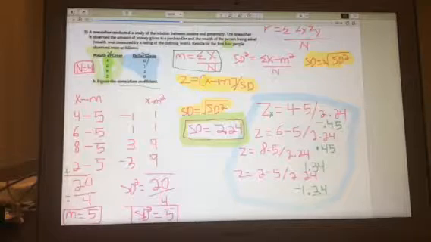For the second one, it's 6 minus 5 over 2.24. Now we get 0.45. Make sure you don't forget the negatives or positives. 8 minus 5 over 2.24, 1.34 for our third one. And our last one is a raw score of 2 minus our mean, which is 5, divided by our standard deviation of 2.24, and we get negative 1.34. All of these are our z of x. That's just for that first part, and we did those already.